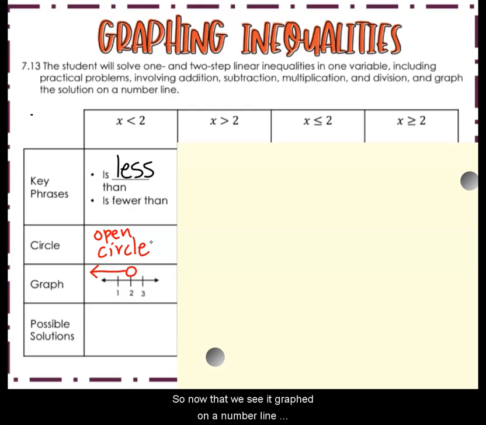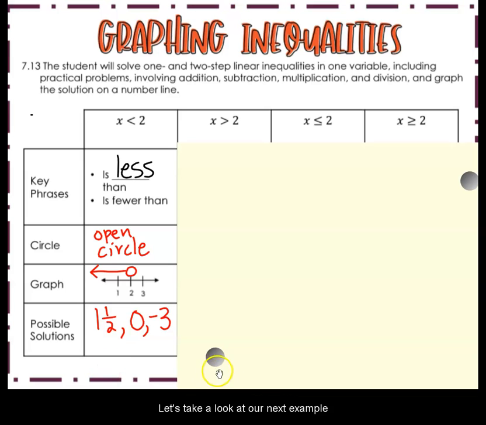Now that we see it graphed on a number line, that's going to make it easy for us to come up with possible solutions that would make that inequality true. 2 is not a solution. 1.5 would be a solution. 0 would be a solution. -3 would be a solution. These are all possible solutions because those numbers are all less than 2.